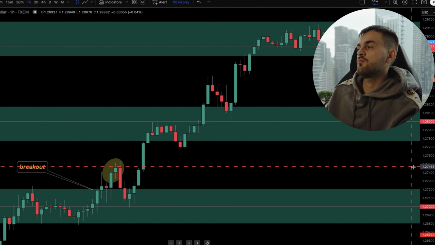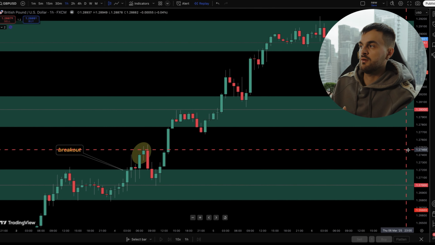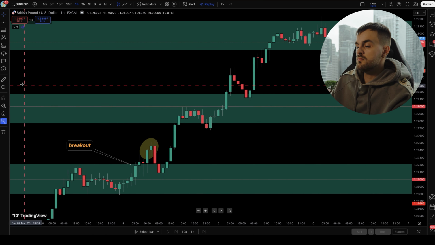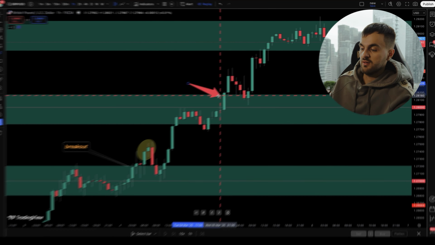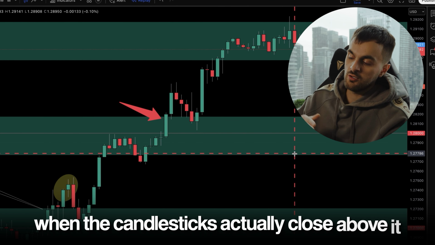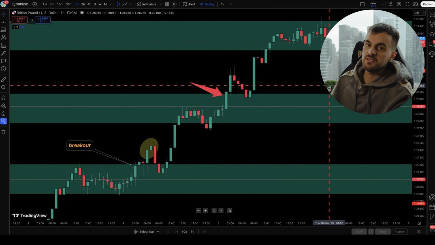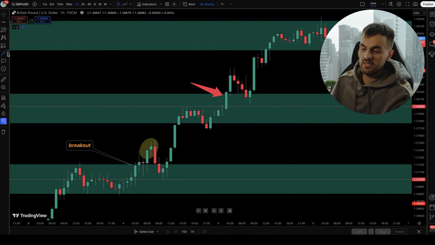So when we go back to some of the steps and talk about waiting for a breakout with volume, this is an hourly chart. That's what a breakout with volume looks like, when the candlesticks actually close above it. This is good to get a retest scenario in the market.